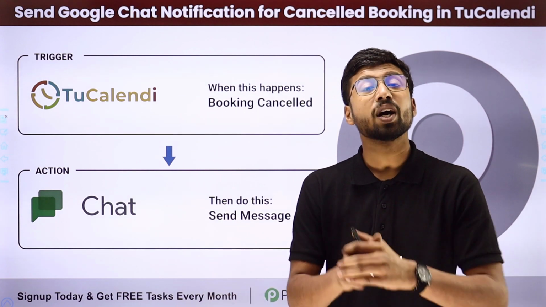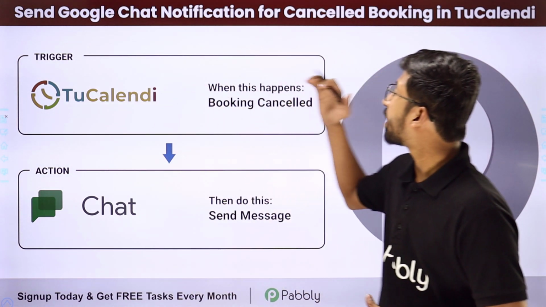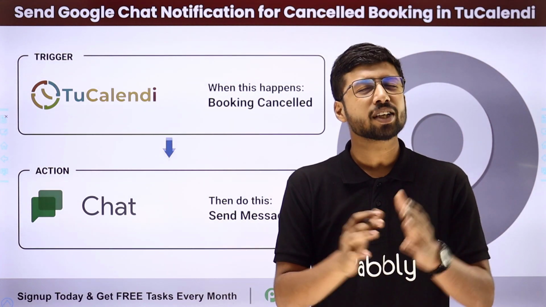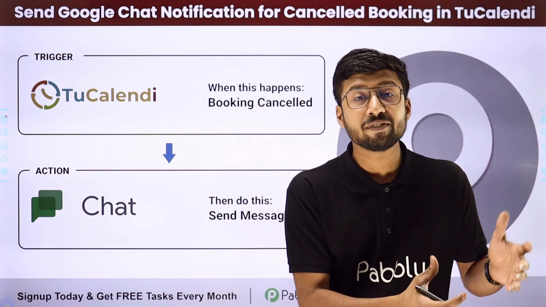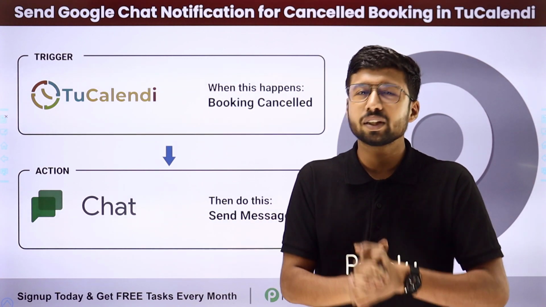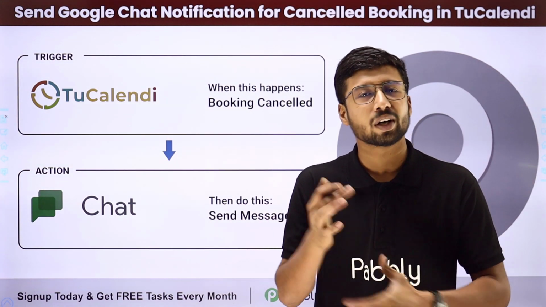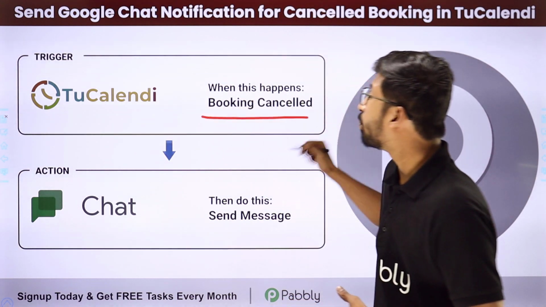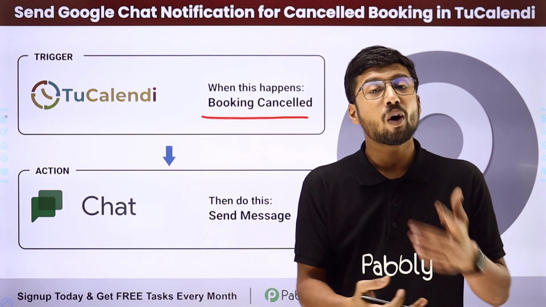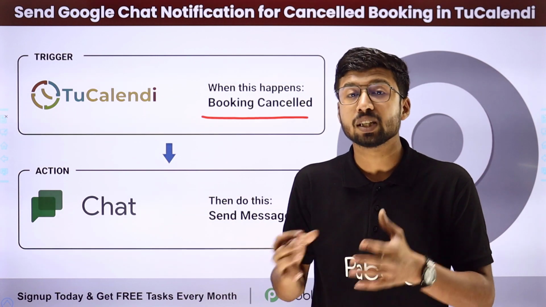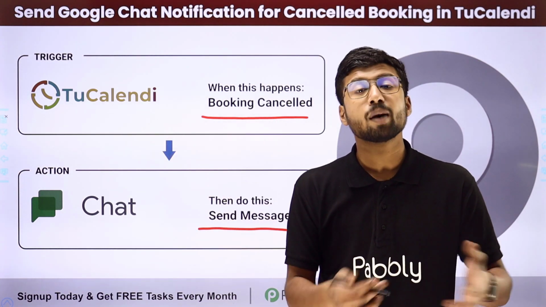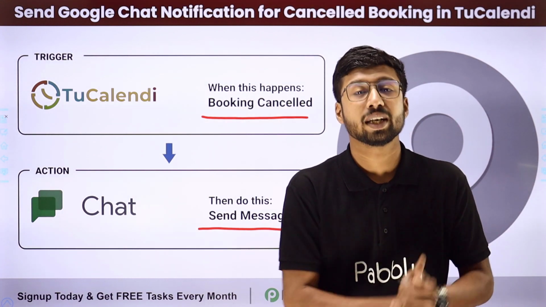So in this video, we are going to learn how to send Google Chat notification for cancelled booking in TuCalendi. So guys, if you're using TuCalendi to get the event bookings from your clients and customers, this automation is going to help you a lot. Using this automation, whenever a user cancels a booking in our TuCalendi account, automatically the details of that cancelled booking will be sent as a message on our Google Chat so that you can update your team members for this cancelled booking as well.